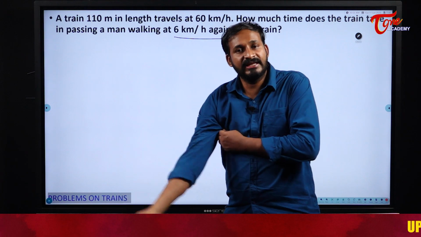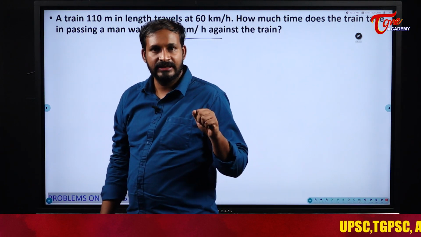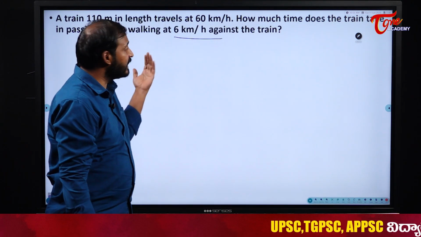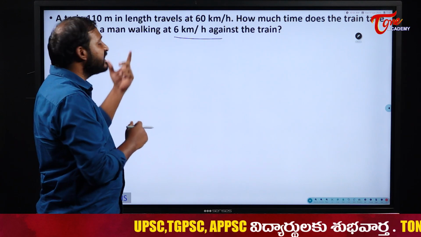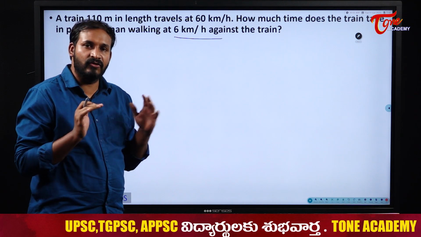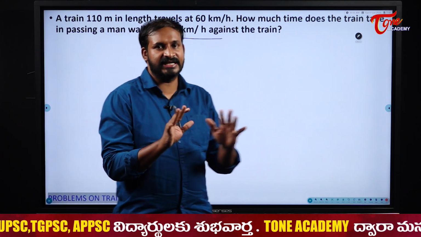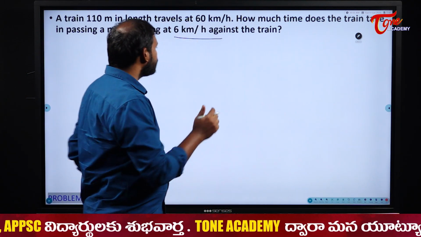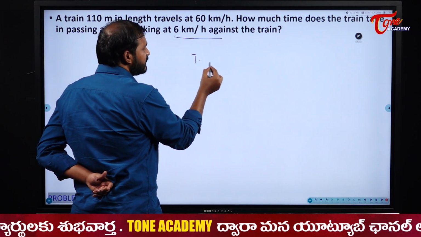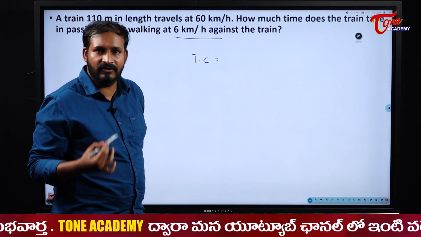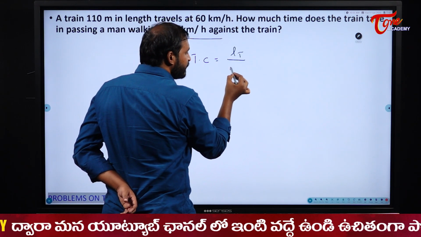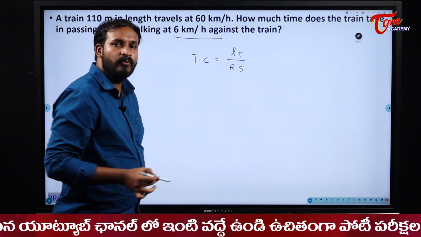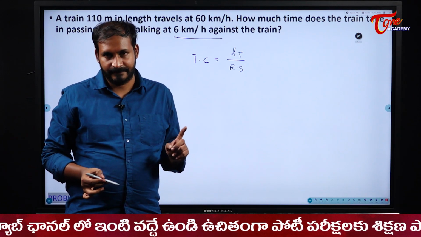Now, whether the man is idle or is he moving? He is moving against the train. That means he is moving in the opposite direction of the train. Does they mention any distance between the train and the man here? No. If they don't mention it, it is a general case. So in the case of train and man, what is the time taken to cross? Just now we have discussed. Length of the train by relative speed. Why? Because here both the man and the train are moving.